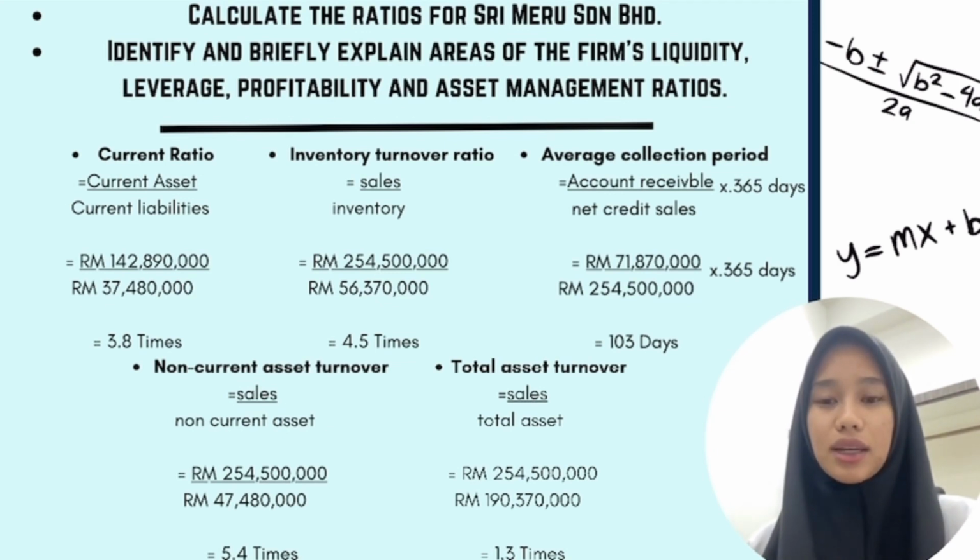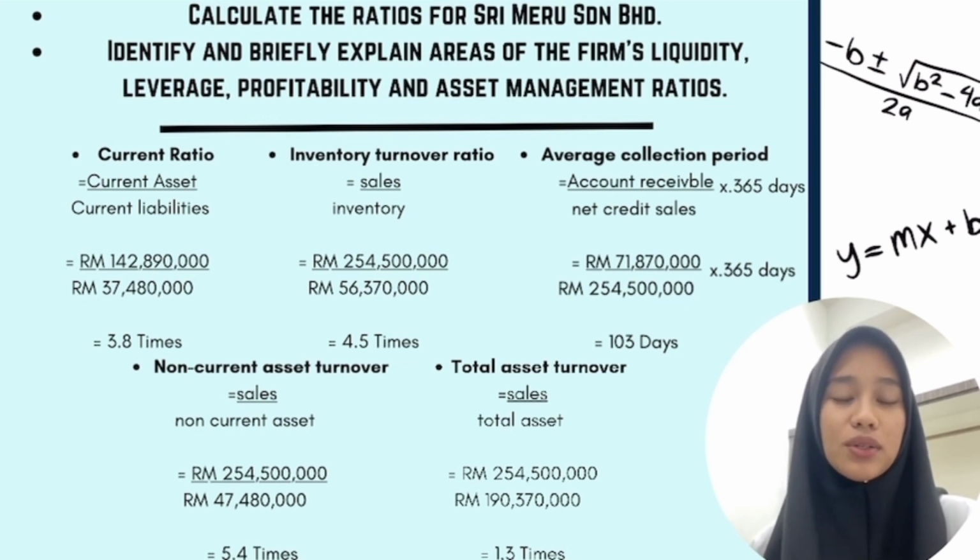Next is average collection period. The formula is account receivable divided by net credit sales times 365 days. Average collection period for Sri Meru Sdn Bhd company is not better than average collection period for industry. It is because the average collection period for company is higher, which is 103 days, while for industry is lower, which is only 18 days.